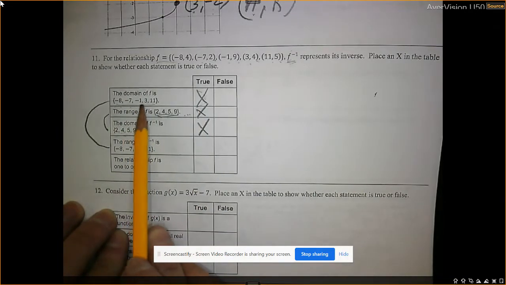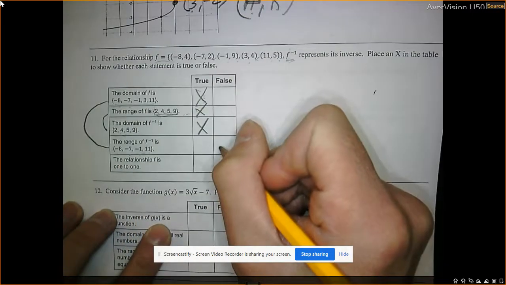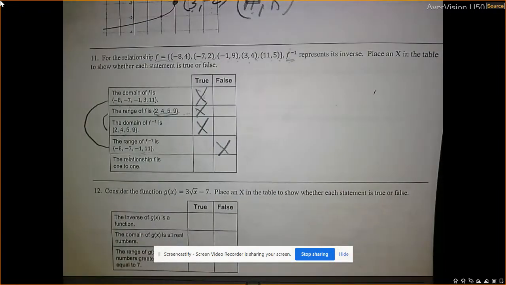-8, -7, -1, 3, 11. -8, -7, -1. Ooh, they skip a 3 and then 11. Since it skips one, this is false.